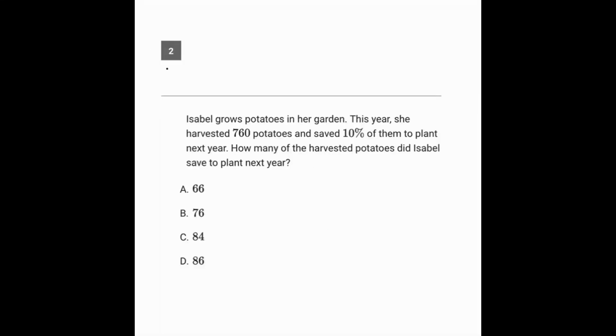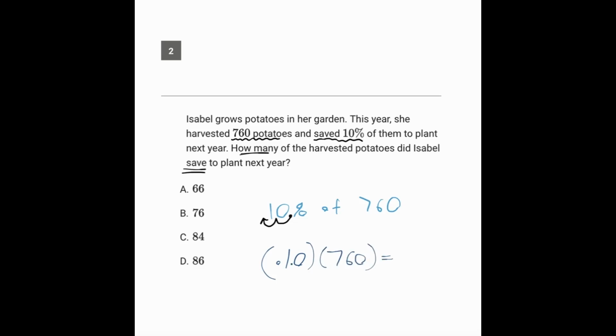Going over to question number 2, we have a garden with 760 potatoes and 10% of them are being saved. And we're being asked, well, what number is that? How many are being saved? So let's go ahead and just write 10% of 760. Now to use a percent, you have to put it in decimal form. And that involves taking the decimal and moving it 2 spaces over. So 10% of 760 is the same as saying 0.10 times 760. Now on your calculator, 0.10 times 760 is going to give you 76. And so the answer here is B.